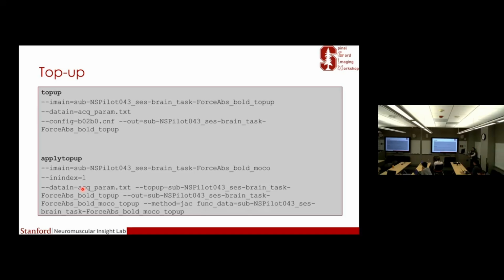So we get some volumes during our acquisition with the opposite, I know I'm being too technical, but with the opposite blip polarity, and then we use that to correct for the distortions in the phase encoding direction.